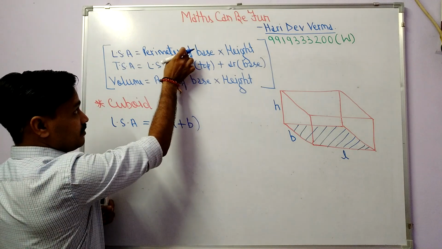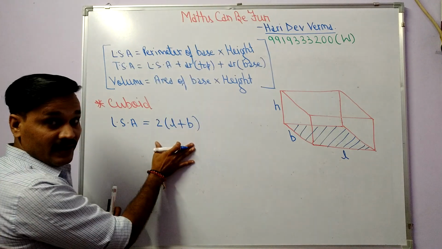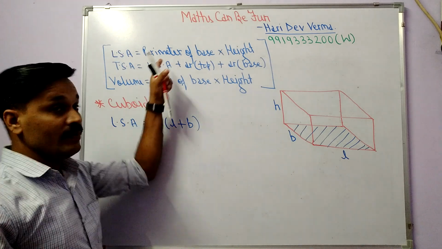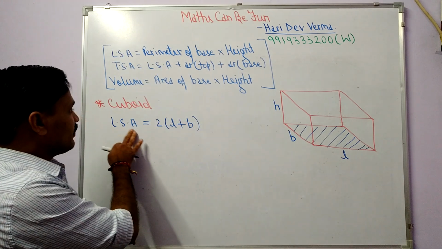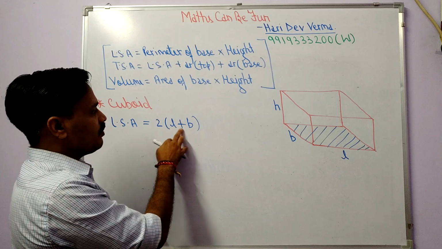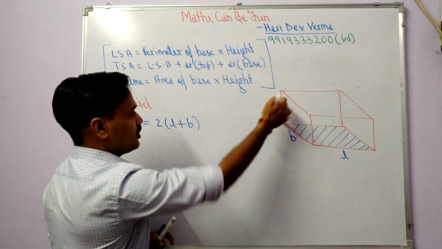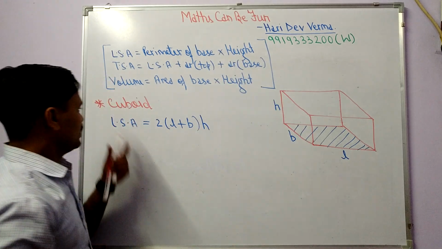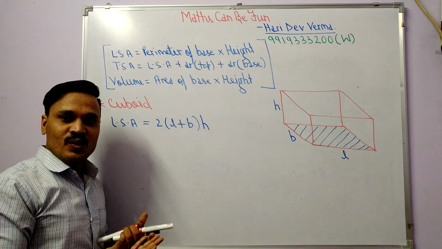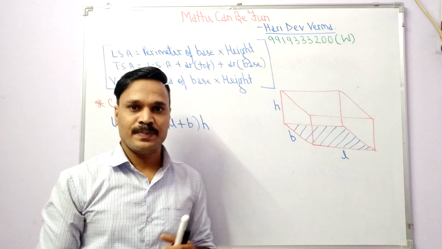I'm not writing this statement again, that's why I wrote it on top. So lateral surface area is equal to 2 times (L plus B) into height. And what is the height? Height is H. So lateral surface area is equal to 2(L plus B)H.